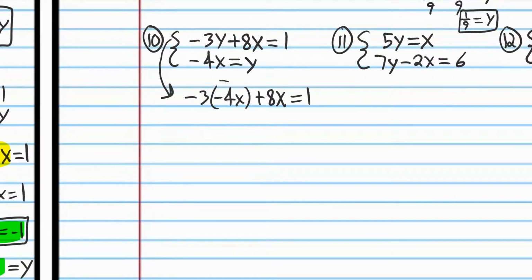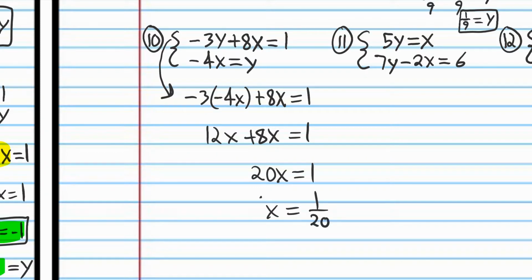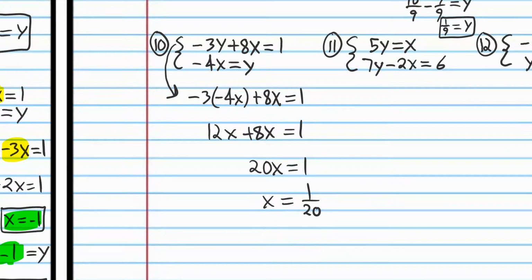So now we're going to multiply negative 3 times negative 4x, and that is positive 12x. And 12x plus 8x is 20x. And divide both sides by 20, and we get 1 over 20. So we have a fraction this time.